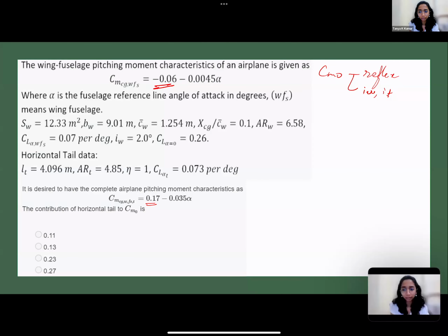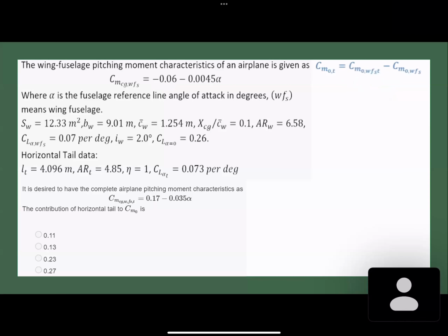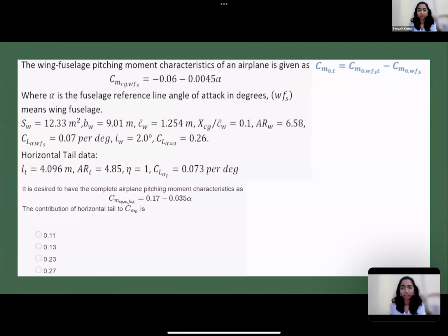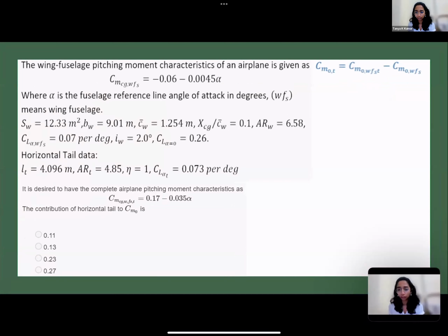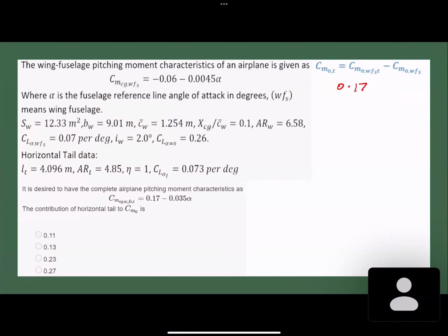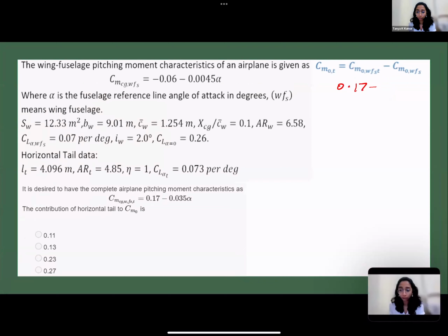Yes, tail plus wing. Just subtract these two desired quantities. You have CM naught tail is CM naught wing fuselage tail minus the CM naught of wing and fuselage. All right. So what is the CM naught of wing fuselage tail? The overall desired characteristics, that is 0.17. Yes, CM naught of wing fuselage.